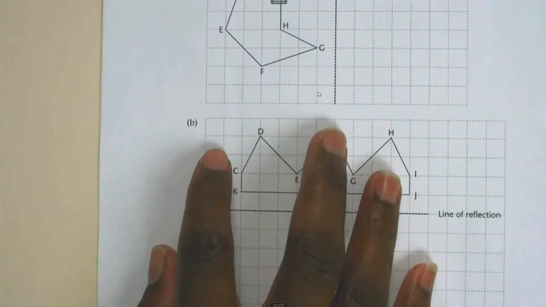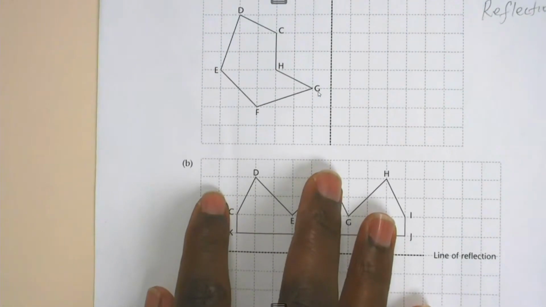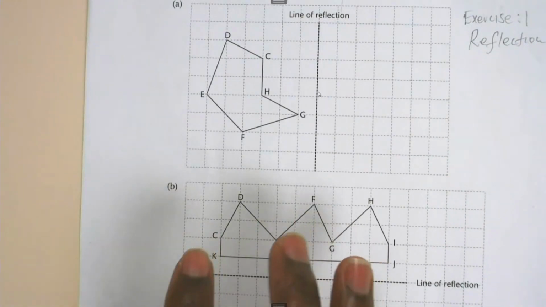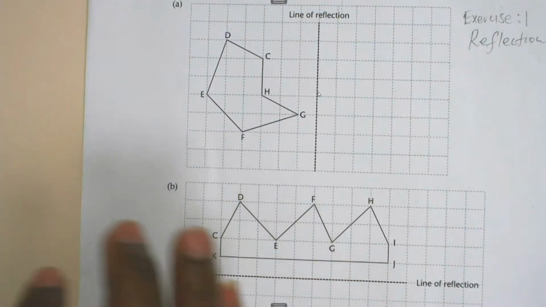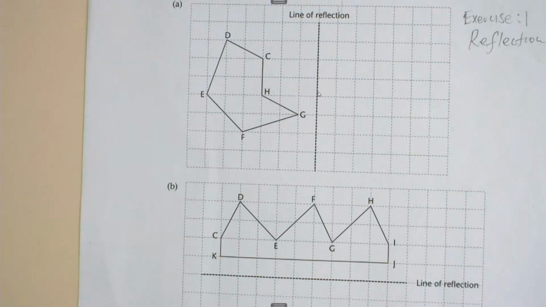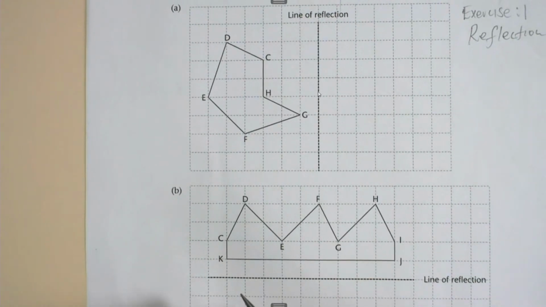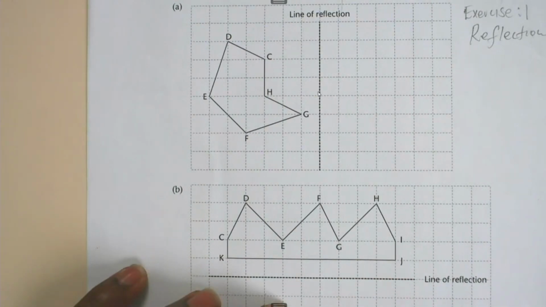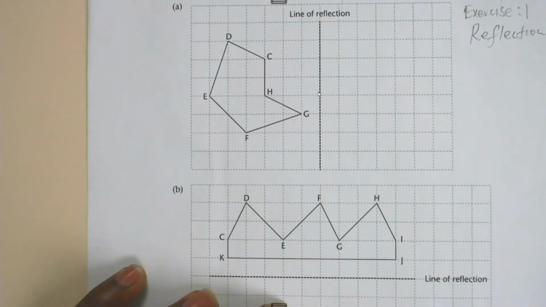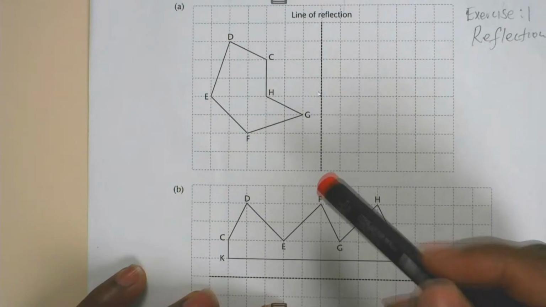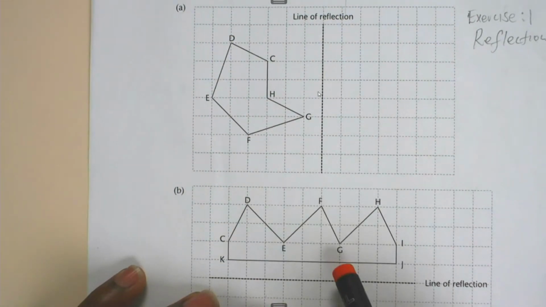So these are the figures. Now, let us look at these figures. They said copy the figures and then reflect. Our line of reflection, we can do it on this grid that has been provided to us. The figures are already here.